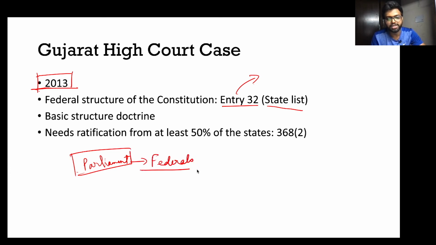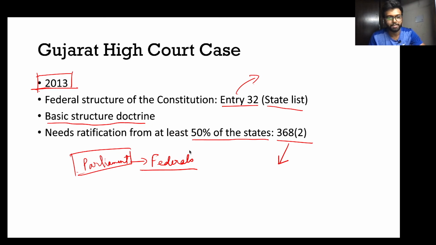States have the power to legislate over the cooperative societies, but the central government is legislating over them, which means the central government is impacting the federal structure, which is a basic structure doctrine. And according to Article 368 clause 2, if the central government wants to bring any amendment, any law or any act which is impacting the federal structure, that should be ratified by at least 50% of the states.